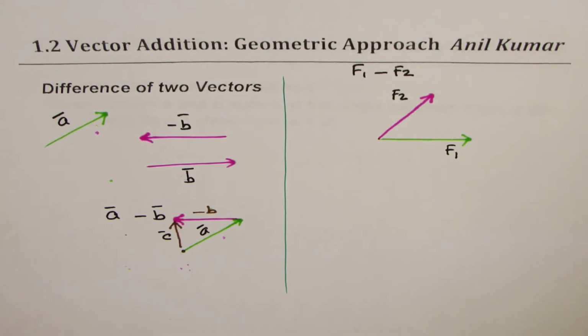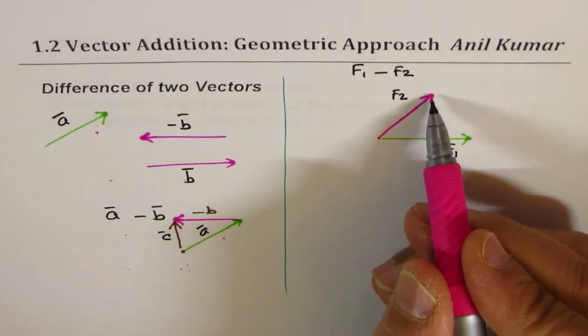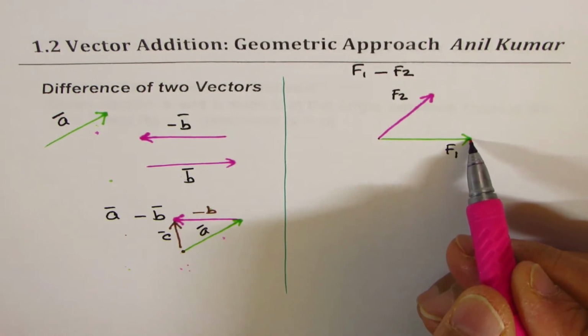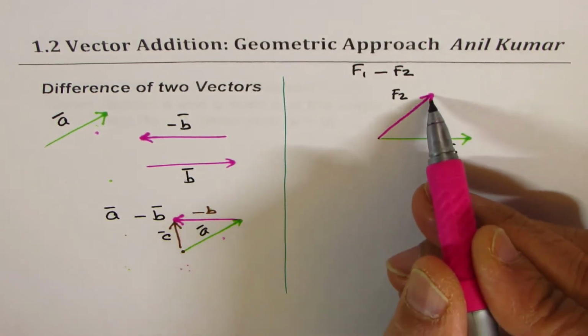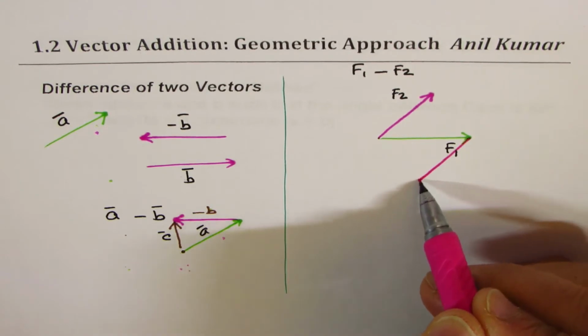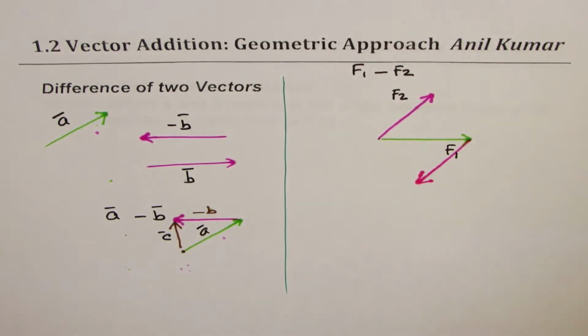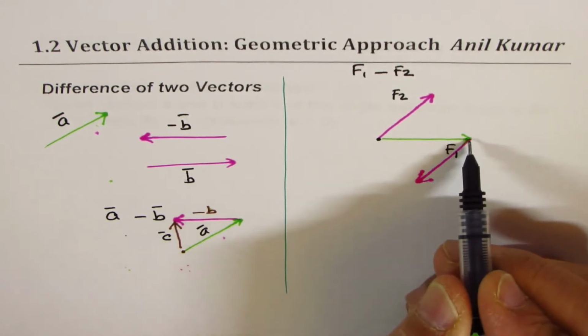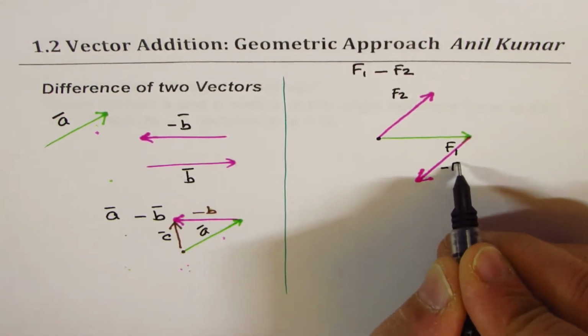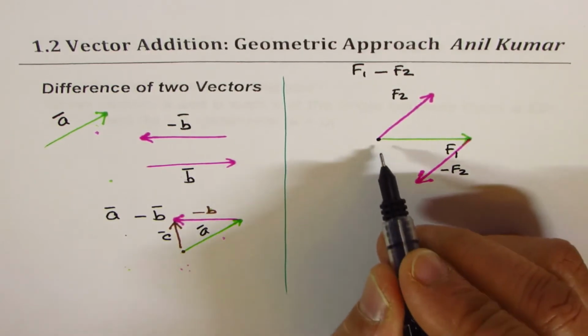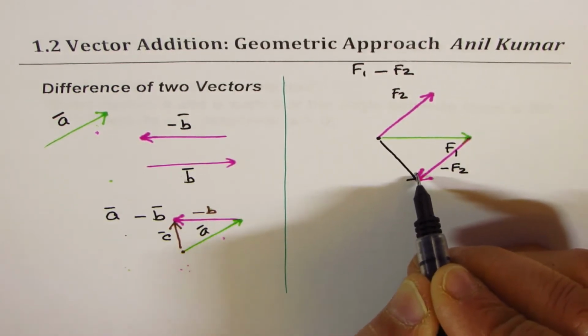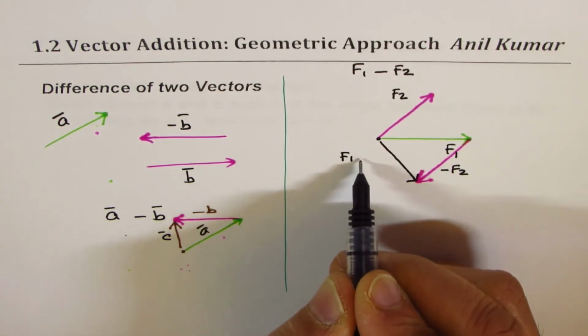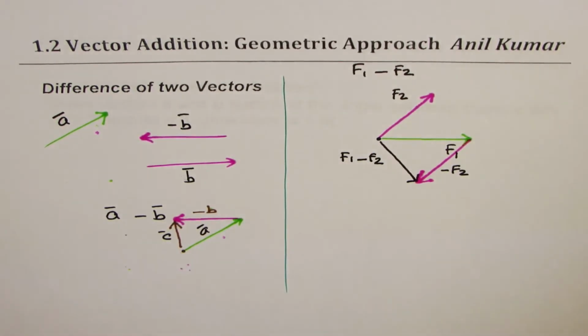One way is that this force is F1. From this point I can draw force F2 like this in the opposite direction. Do you see that? So what really happens is that starting from here, in this direction we have F1 and this one is minus F2. Therefore this resultant here gives me F1 minus F2. Is that clear? So that's one way of looking at it.